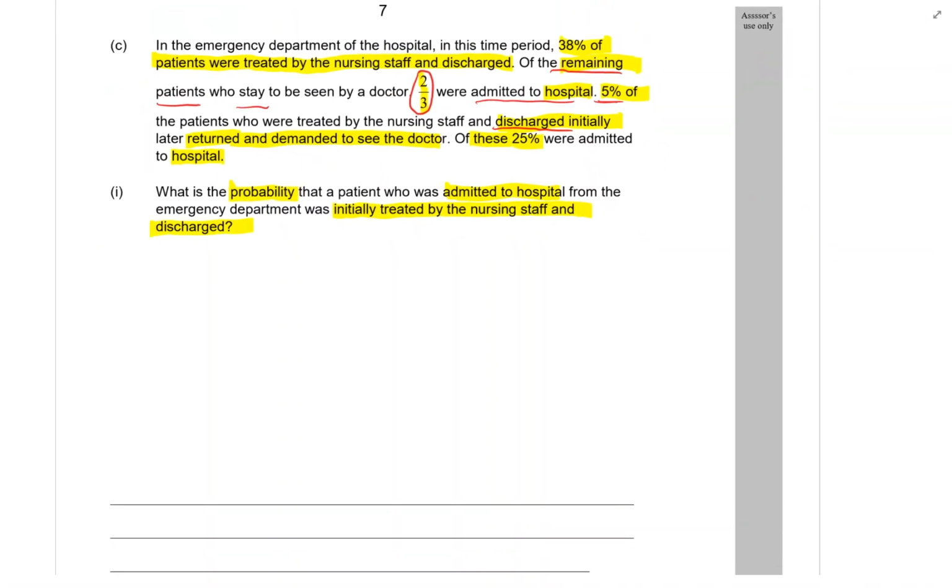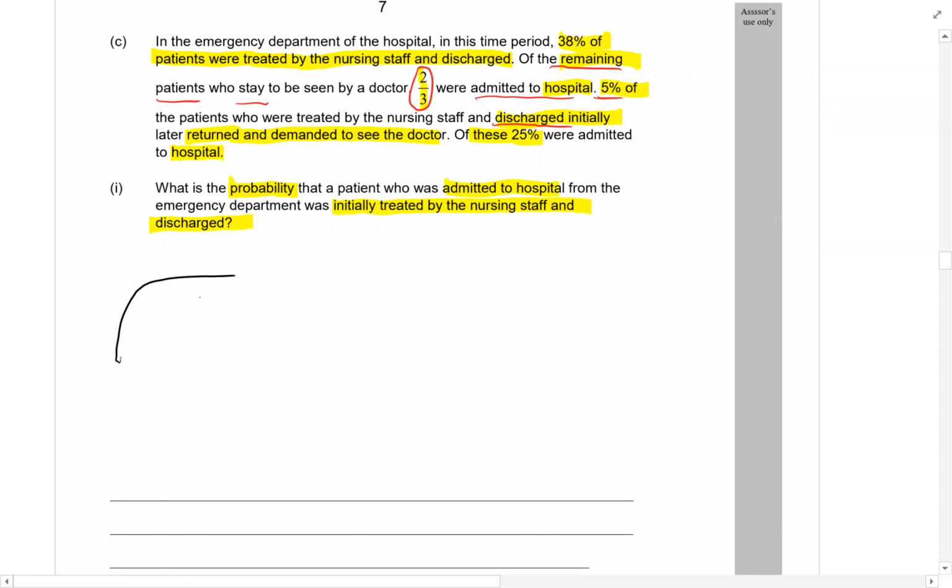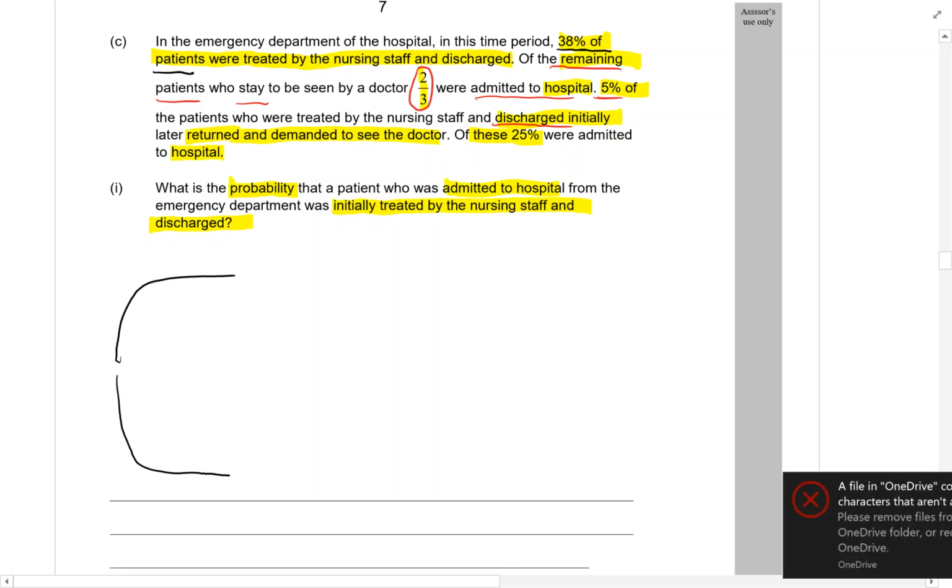So the first split in our tree diagram, the way to know which part goes first, it should always be the probability that is out of the total. So which of the figures here is actually out of the whole lot? Not out of a subgroup. And it's the 38%, isn't it? Because it says 38% of patients. So 38% of all the patients were treated by the nursing staff and discharged. So that's going to be the first split.